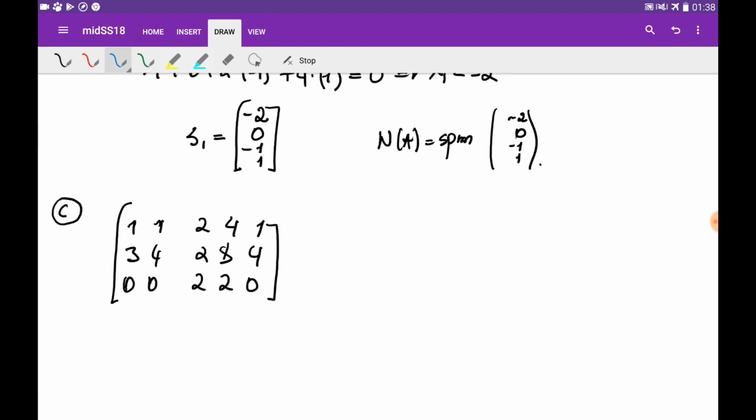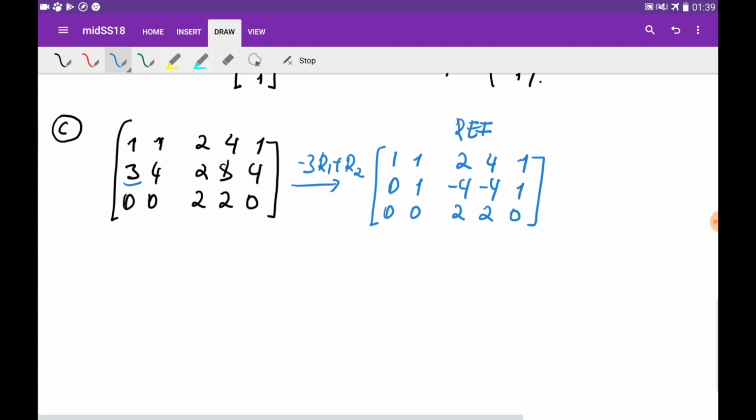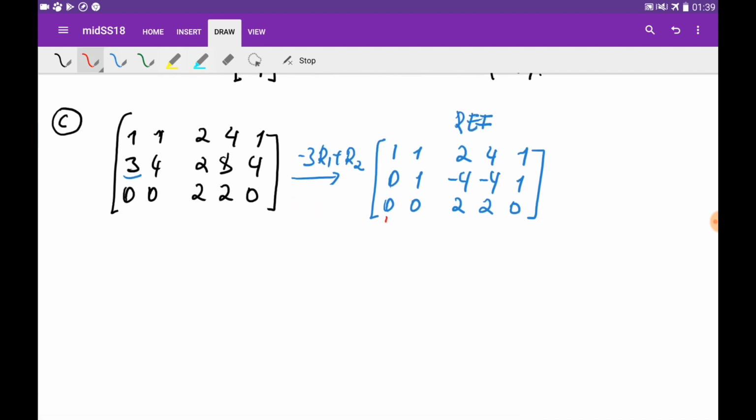Again, we're going to make similar operations. We multiply the first row by -3 and add this to the second. And what we're going to obtain is [1, 1, 2, 4, 1], [0, 1, -4, -4, 1], [0, 0, 2, 2, 0]. So this matrix is already in the reduced row echelon form. And we can see from this matrix that the first 3 columns are the pivot columns, and column number 4 is the free column.